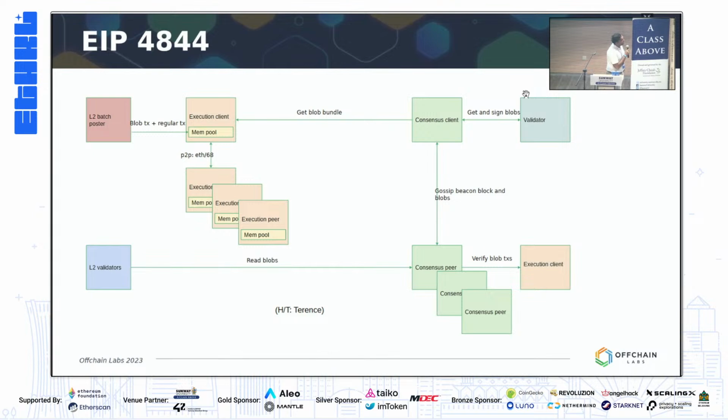This is a small chart from my colleague Terrence. Basically, this is how batch posting will work post 4844. You would have the L2 batch poster. They post the data batch to the execution client. The execution client will package it into a blob transaction. Then when it's time to propose, the consensus layer client will take this blob transaction and build a block with it. Using that, you broadcast to the network, and you broadcast the blobs separately. The blocks will be broadcast to one set of peers, while the blobs will be broadcast to another set of peers.